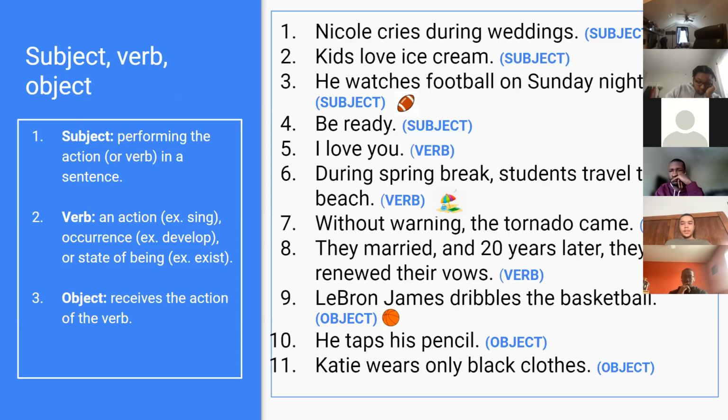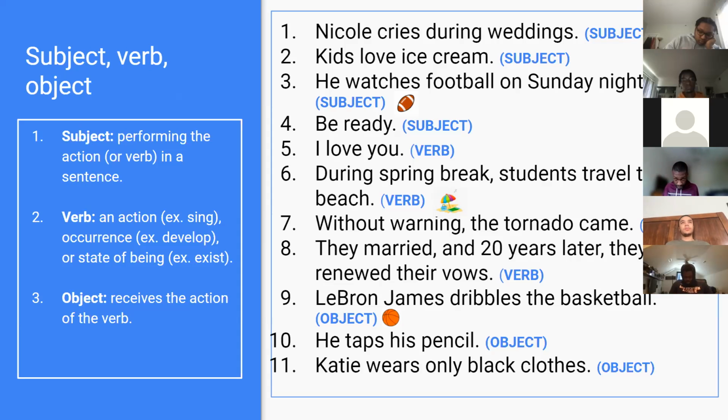Does that make sense? These are very simple sentences. We know what the subject is. It's what we're talking about. Basically, the person, thing, the place that's doing the action. Then there's the action itself, that's called a verb, and then the object, what's receiving it. So anytime that you see a complex sentence, just break it down. Look for the subject, look for the verb, look for the object.